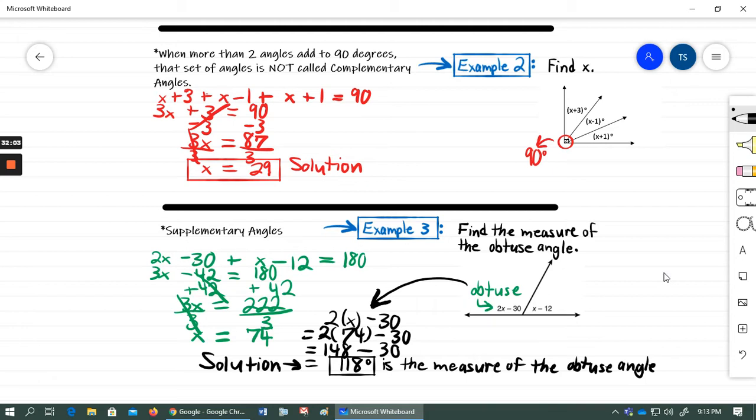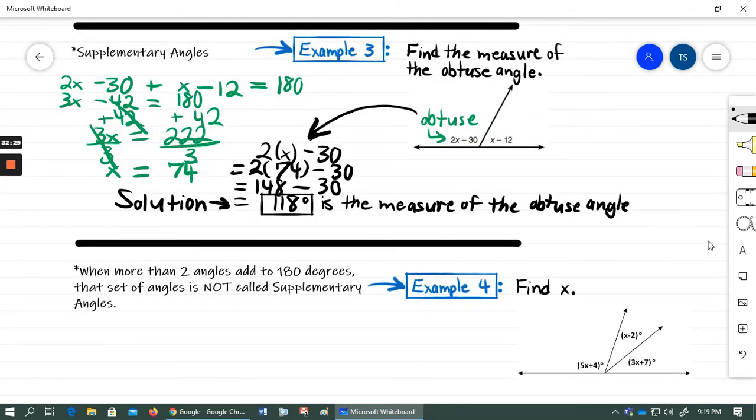If it's more than two angles or if it's less than two angles, you cannot call it supplementary angles. Supplementary angles has to be precisely two angles that add to 180 degrees. So next we're going to look at an example where we're adding more than two angles that add to 180 degrees. Again, folks, when more than two angles add to give us 180 degrees, that set of angles is not called supplementary angles.